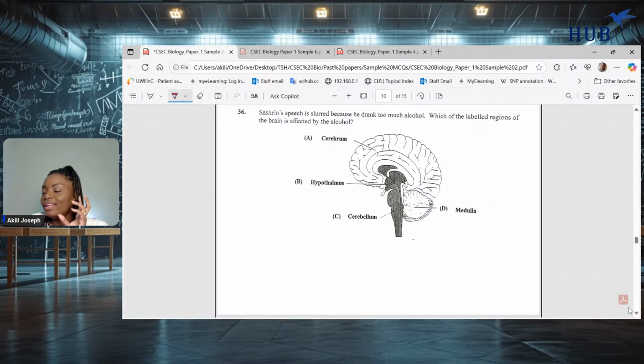So the answer is you're going to have various regions of the brain affected by alcohol, right? But the part of the brain that is going to be affecting his speech would definitely be his cerebrum, right? So it's going to be A. Now, this question also has an error in it because C is pointing to that structure as the cerebellum and D is pointing to that structure as the medulla oblongata. But in reality, this is actually the medulla. And this is the cerebellum. But you know, guys, as I said, we're not marking CXC, CXC is marking us, right?